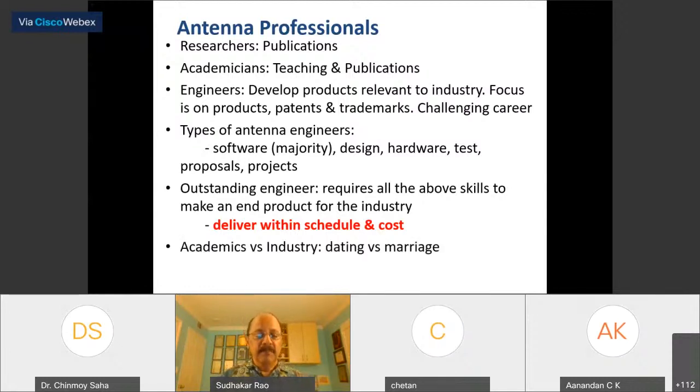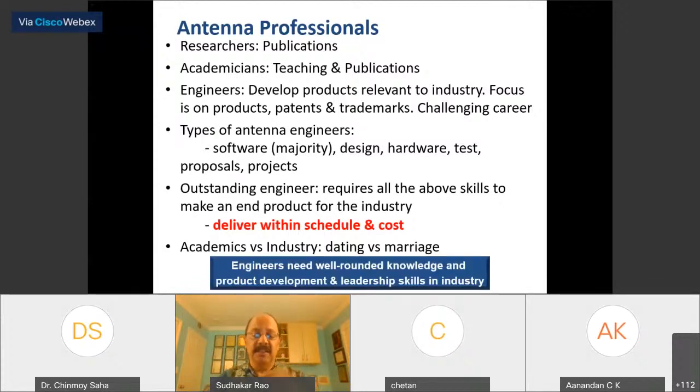Academia versus industry. I think academicians tend to work in a lot of different areas, a lot of different areas of research, etc. Whereas once you join industry, I think you're married to the industry. So I call it dating versus marriage. Once you join a space industry, you have to work on the products or areas that your industry is interested in. So that's very important. You have to get married to the industry.